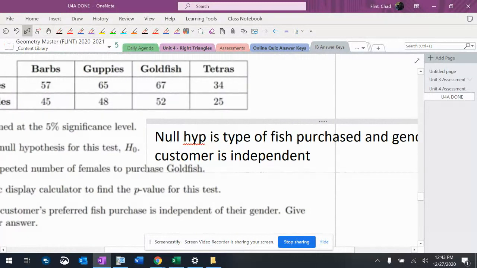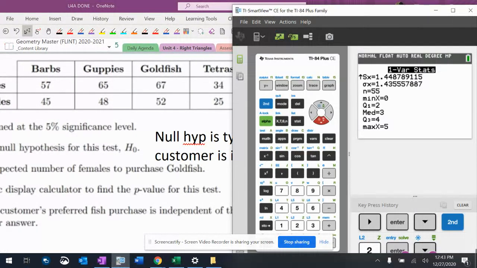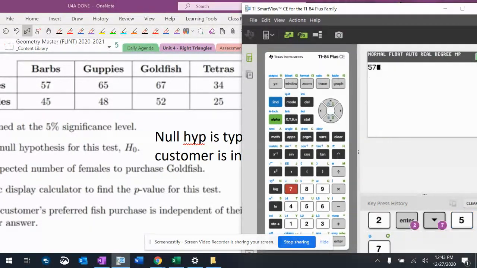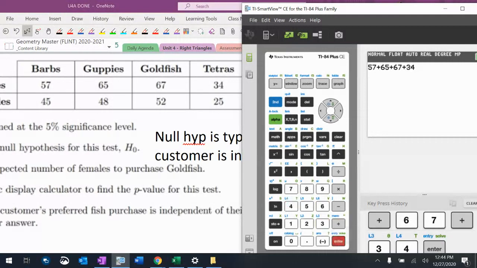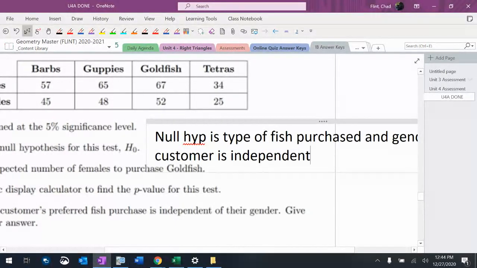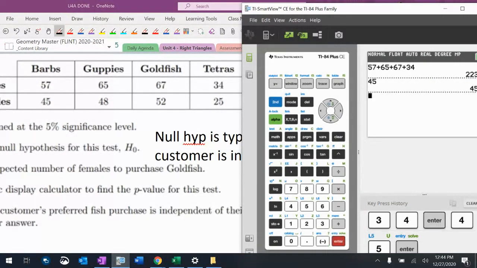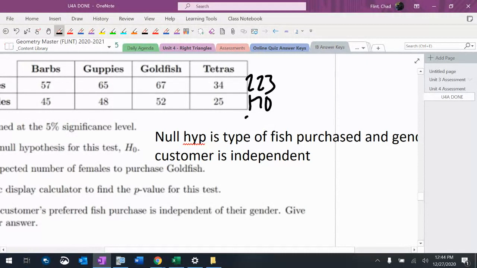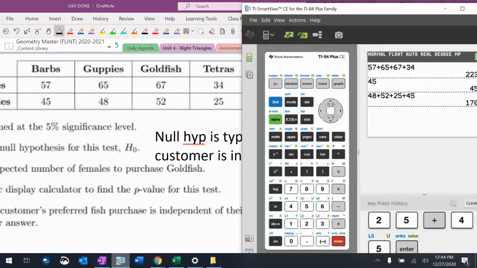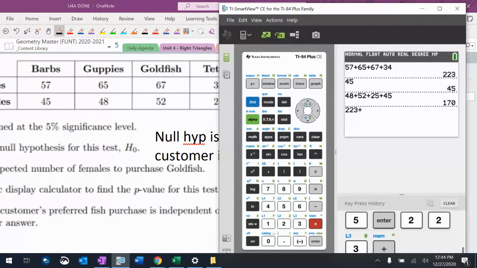I need to get totals on here. Get my calculator up. Is that showing me everything? Yeah. So 57 plus 65 plus 67 plus 34, so 223 along that top row. And then 45 plus 48 plus 52 plus 25 plus 45. So 170, which should give me 393 grand total. So 223 plus 170.